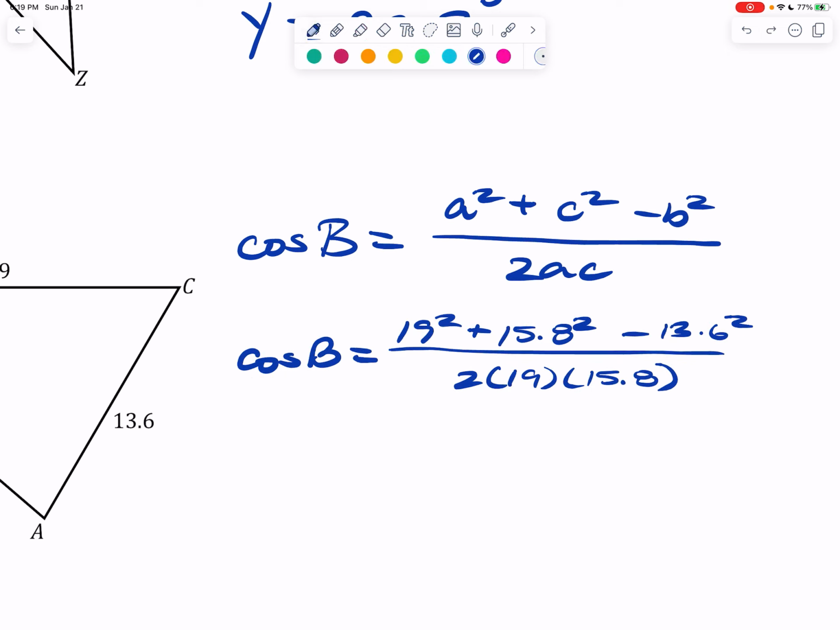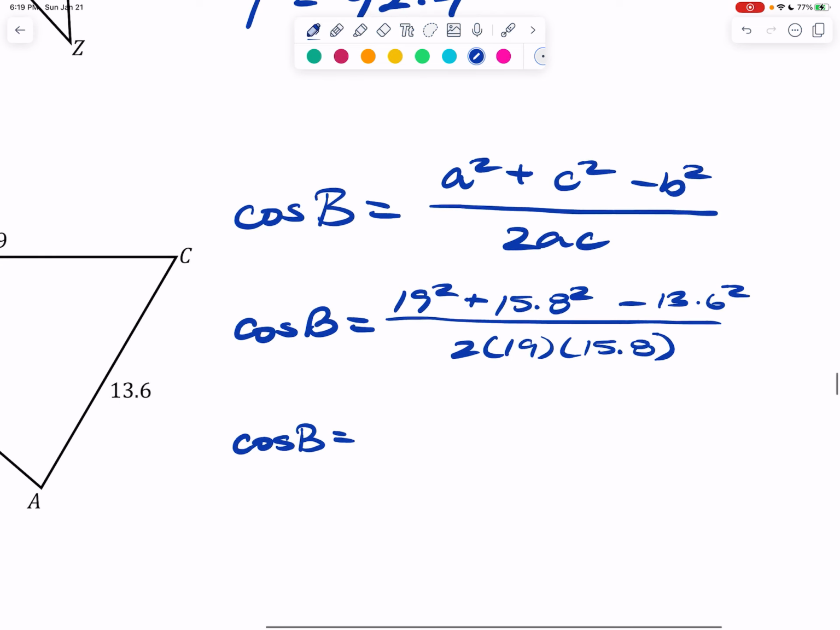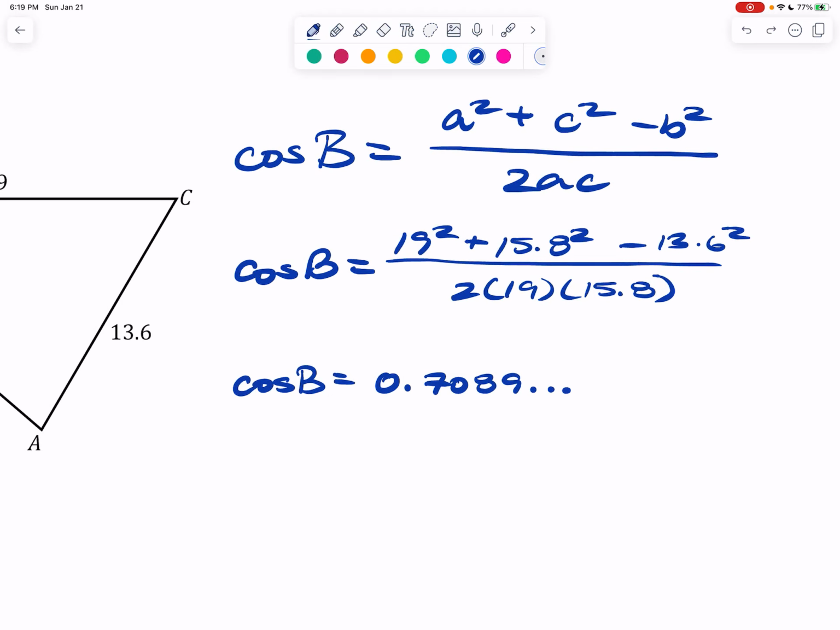You do not get any marks for evaluating that fraction in your calculator and finding out that cos of B is approximately 0.7089 and then some other numbers, because using your calculator properly is not a skill being evaluated. But finding an angle from a ratio is. So taking inverse cosine of both sides, we get that B is 44.8 degrees. And that one is done.